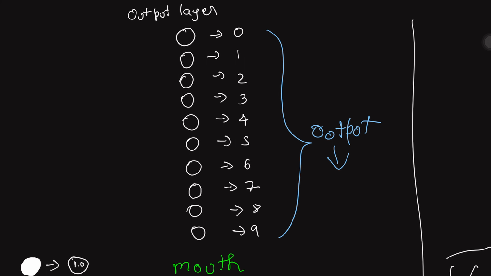So right here, we have 10 nodes in the output layer. Each node corresponds to a digit. And when the image of a 7 is fed into the network, the corresponding node lights up, as you can see in the figure. This is how the output is communicated to us. This is basically the mouth of the function. That was pretty intuitive, right?